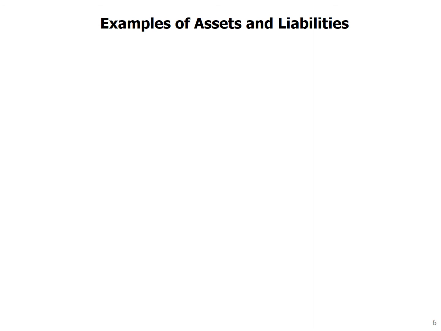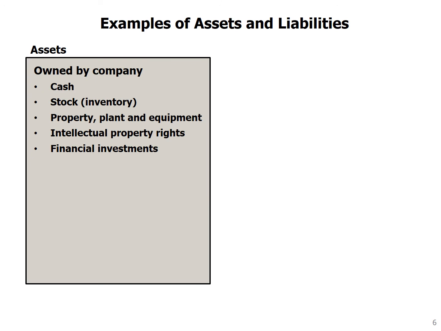Let's look at some examples of assets and liabilities. We'll start with assets, items owned by the company. Companies tend to hold most of their liquid funds as short-dated deposits with banks or in short-dated money market instruments such as commercial paper. These are collectively referred to as cash or as cash and cash equivalents. Stock, also known as inventory, a very important asset at manufacturing companies, comprises raw materials, work in progress and finished goods, and is held by firms for the purposes of trading.